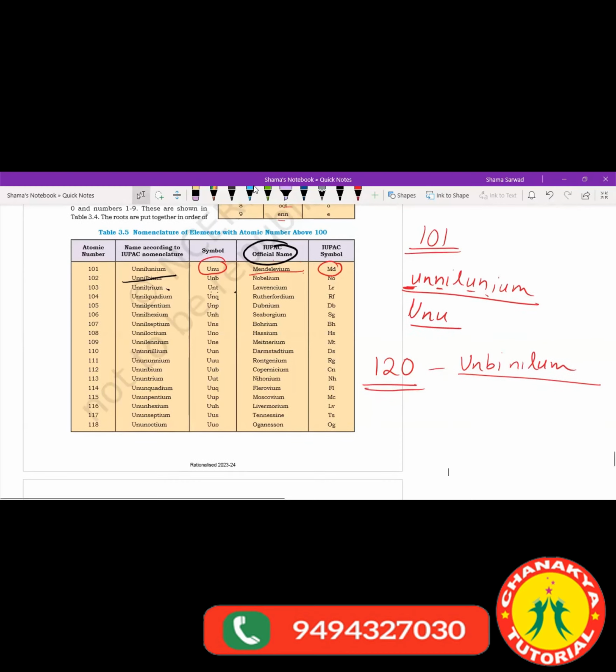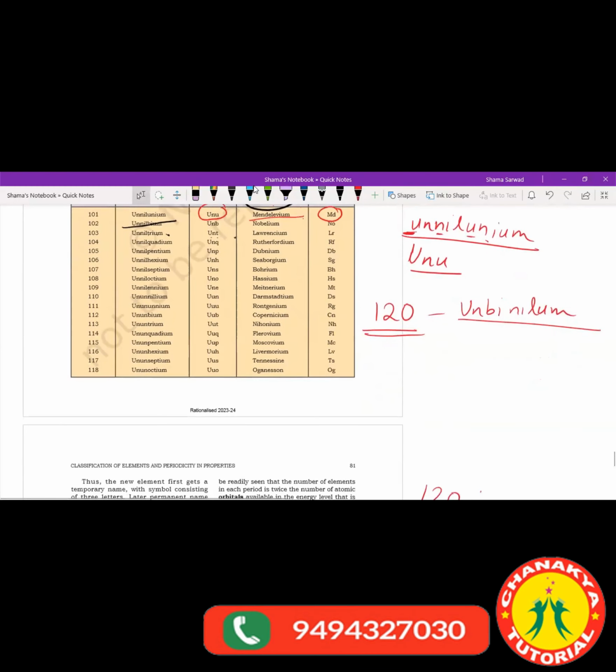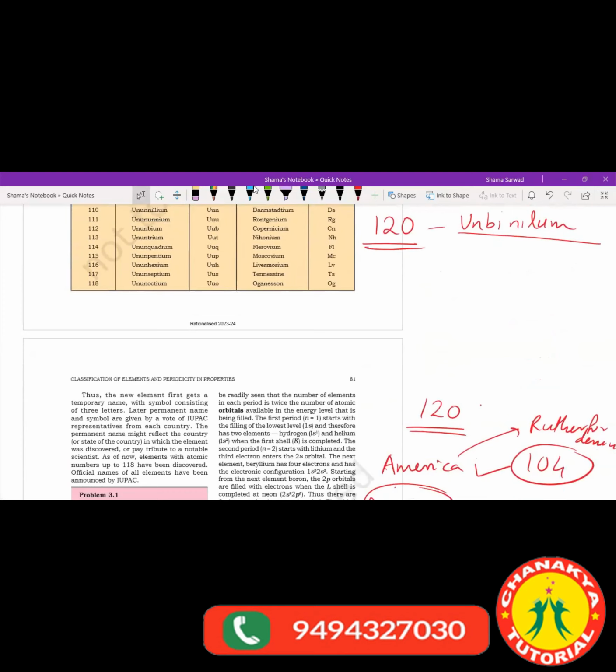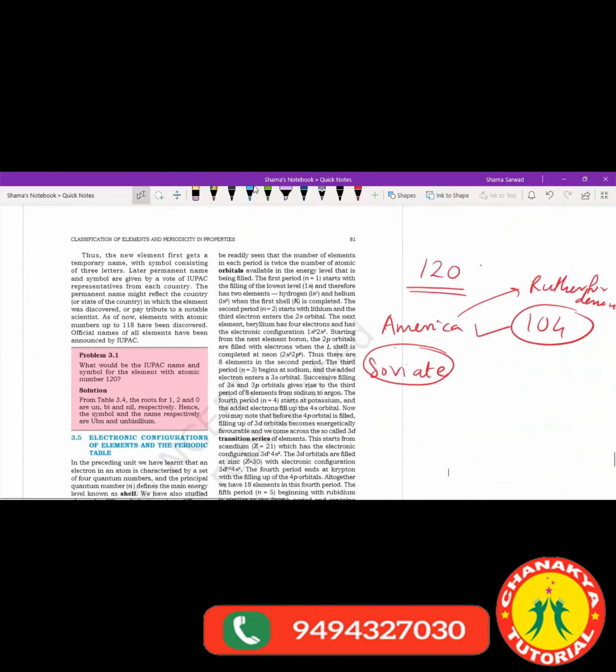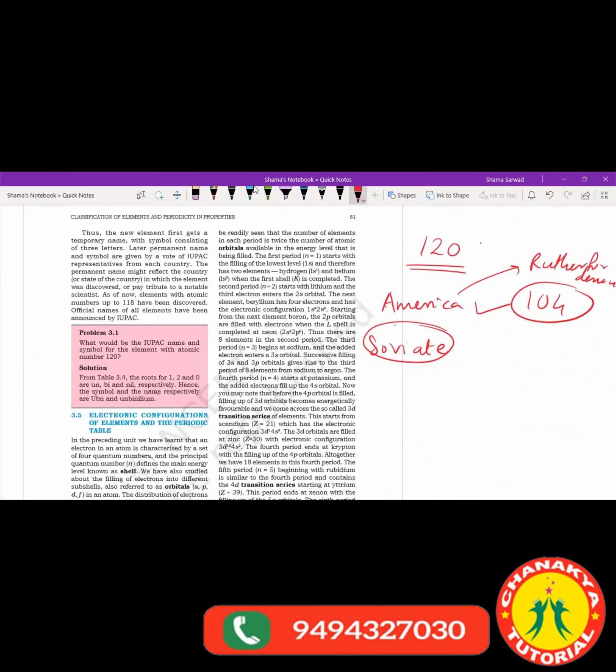Fine. See here, it is Unbinilium. Got it? And the abbreviation would be UBN. Okay. Now see what is further given to you.